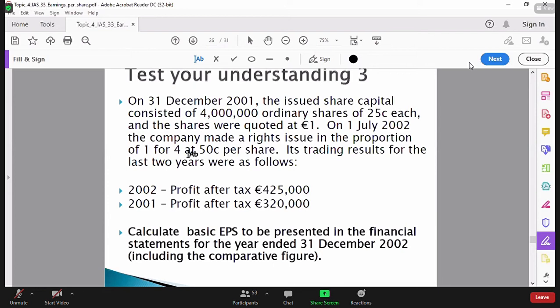What is the rights issue price? 50 cents, 0.5. So now you have 5 shares with 4.5. Okay. So now the TERP is equivalent to 4.5 divided by 5. How much then? 90 cents. 90 cents, 0.9.